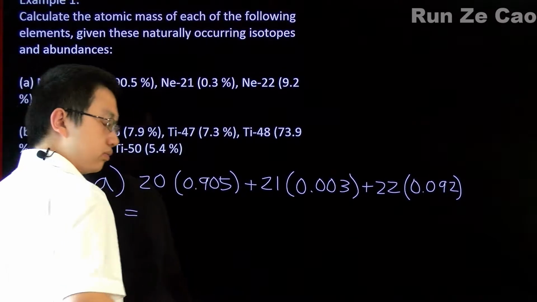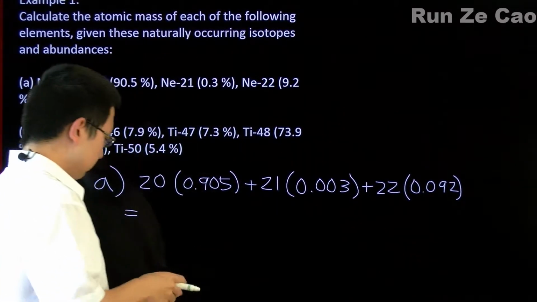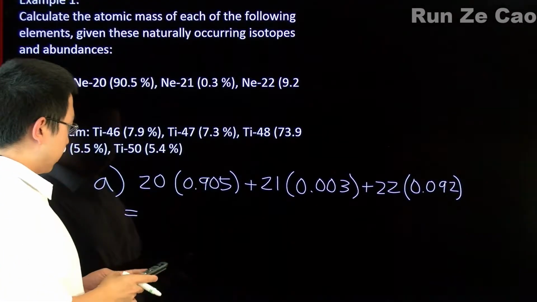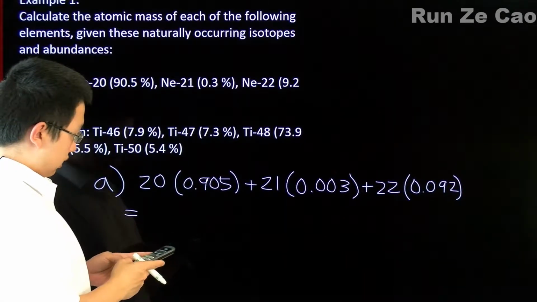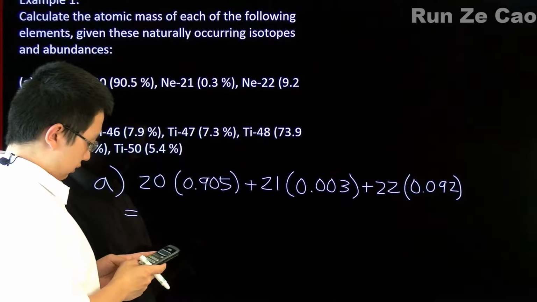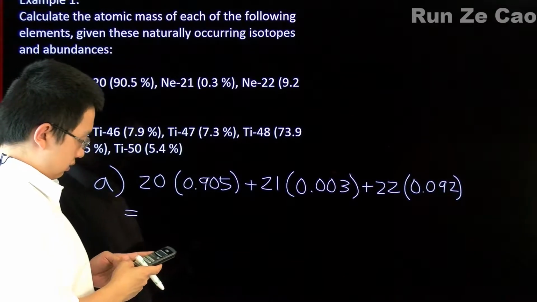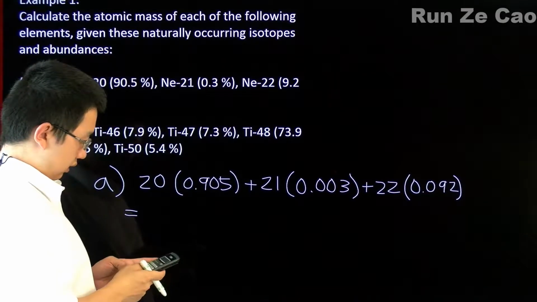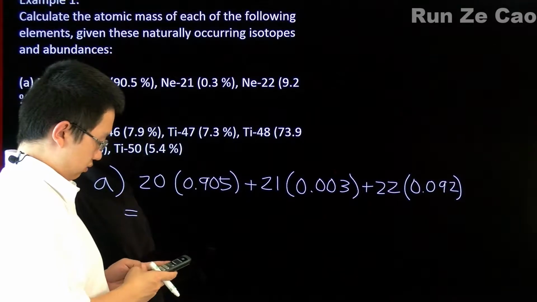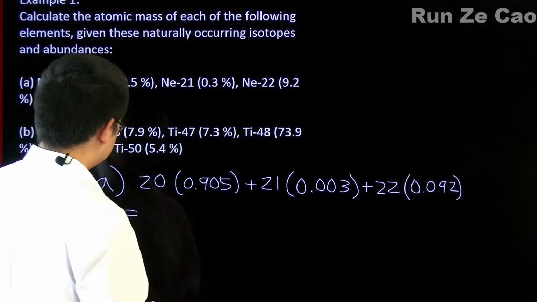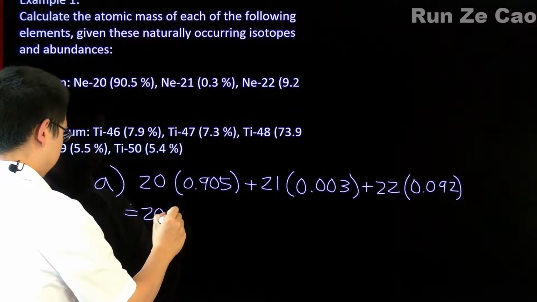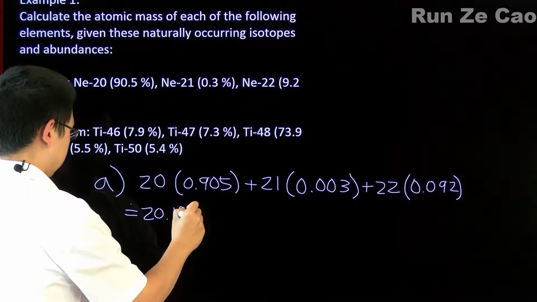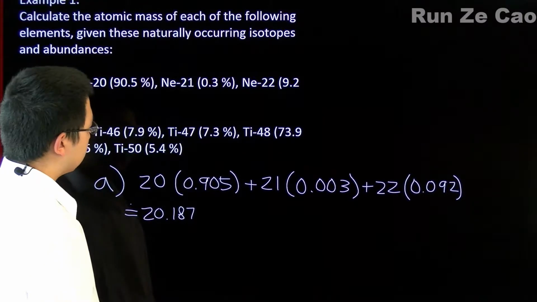So this is equal to a reason to use our calculators. 20 times 0.905 plus 21 times 0.003 plus 22 times 0.092 is equal to approximately 20.187. Now let's think for a moment.